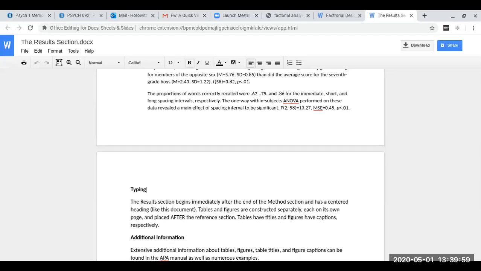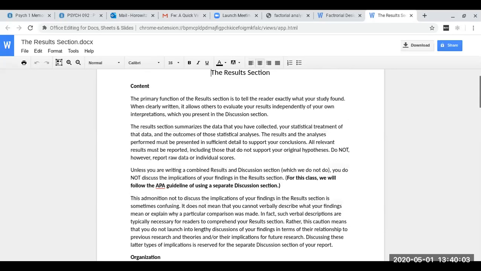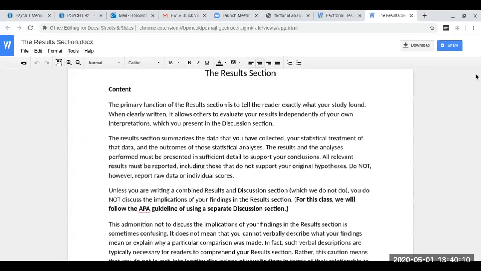Oops, I went too far by pushing a button. So, the results section, let's see if I can zoom a little bit on here. That's probably a good idea.